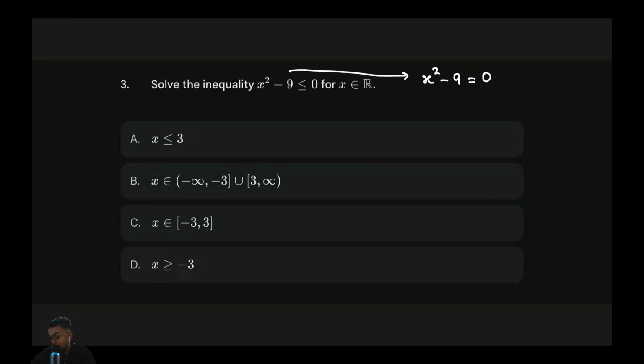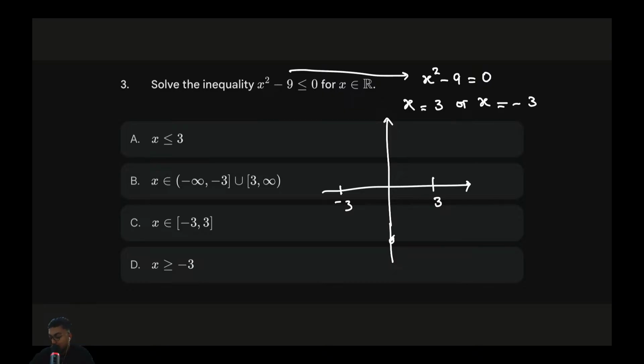And then we got what? We got roots, which is x equal to 3 or x equal to negative 3. And you might wonder why I'm letting this be 0. We let it equal to 0 because we want to find the x-intercept, okay? So here, this is negative 3 and this is 3, right? What about the vertex? It should be here. So this is going to be negative 9.